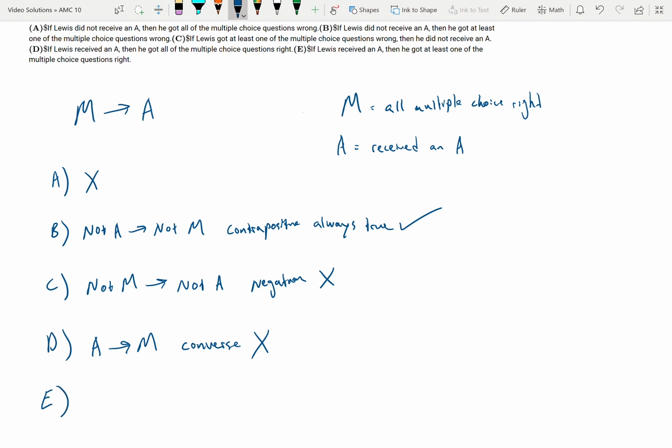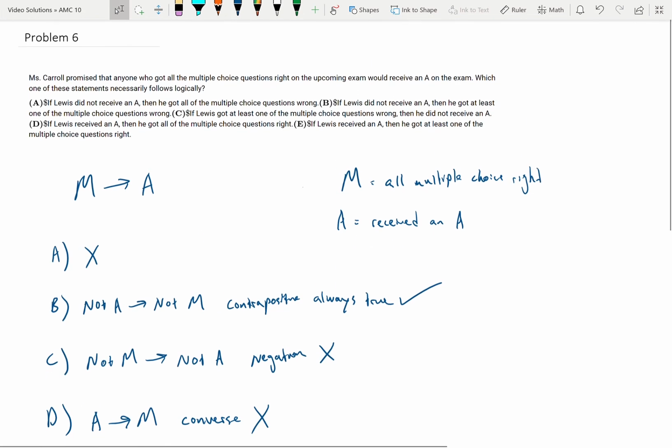And then E is saying if Lewis received an A, then he got at least one of the multiple choice questions right. Again, I don't know the full criteria for an A. Lewis could have received an A and gotten all of the multiple choice questions wrong. We're not told the full criteria for an A, so it can't be E. So now I'm very sure that the answer is B.